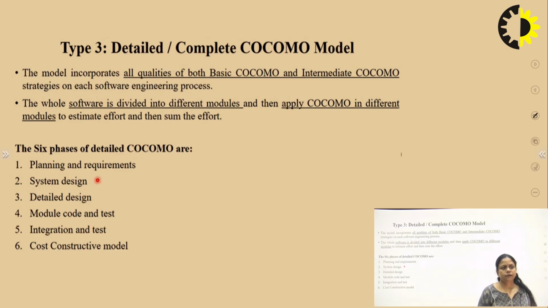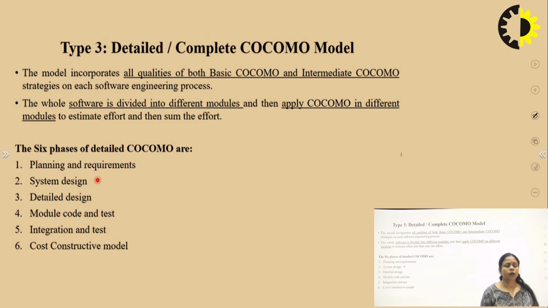Now the next type of the Cocomo model is the complete or detailed model. This is the third type of Cocomo model. The model incorporates all qualities of both basic Cocomo and intermediate Cocomo strategies on each software engineering process. The whole process is divided into different models and then Cocomo is applied in the different models to estimate effort, and then the efforts are summed.